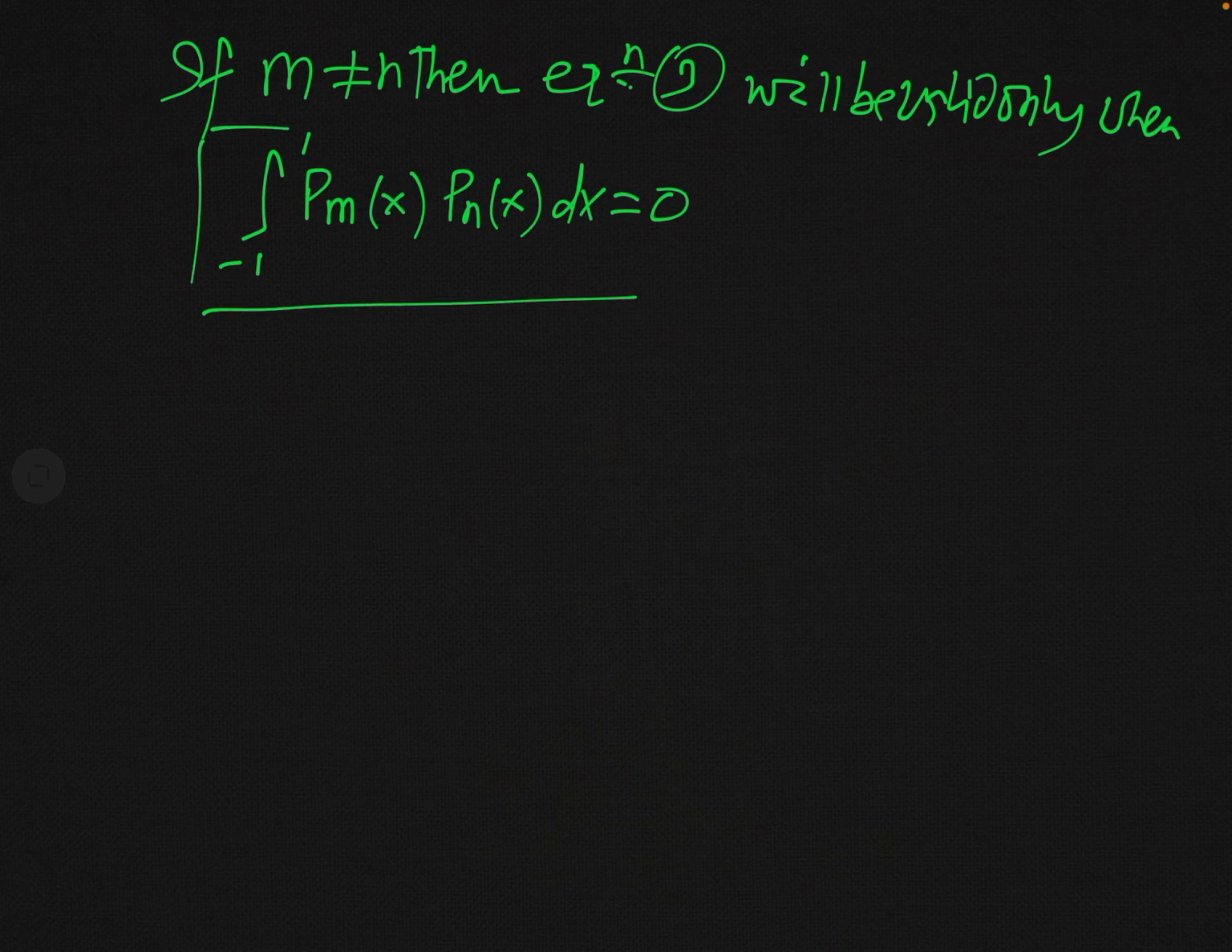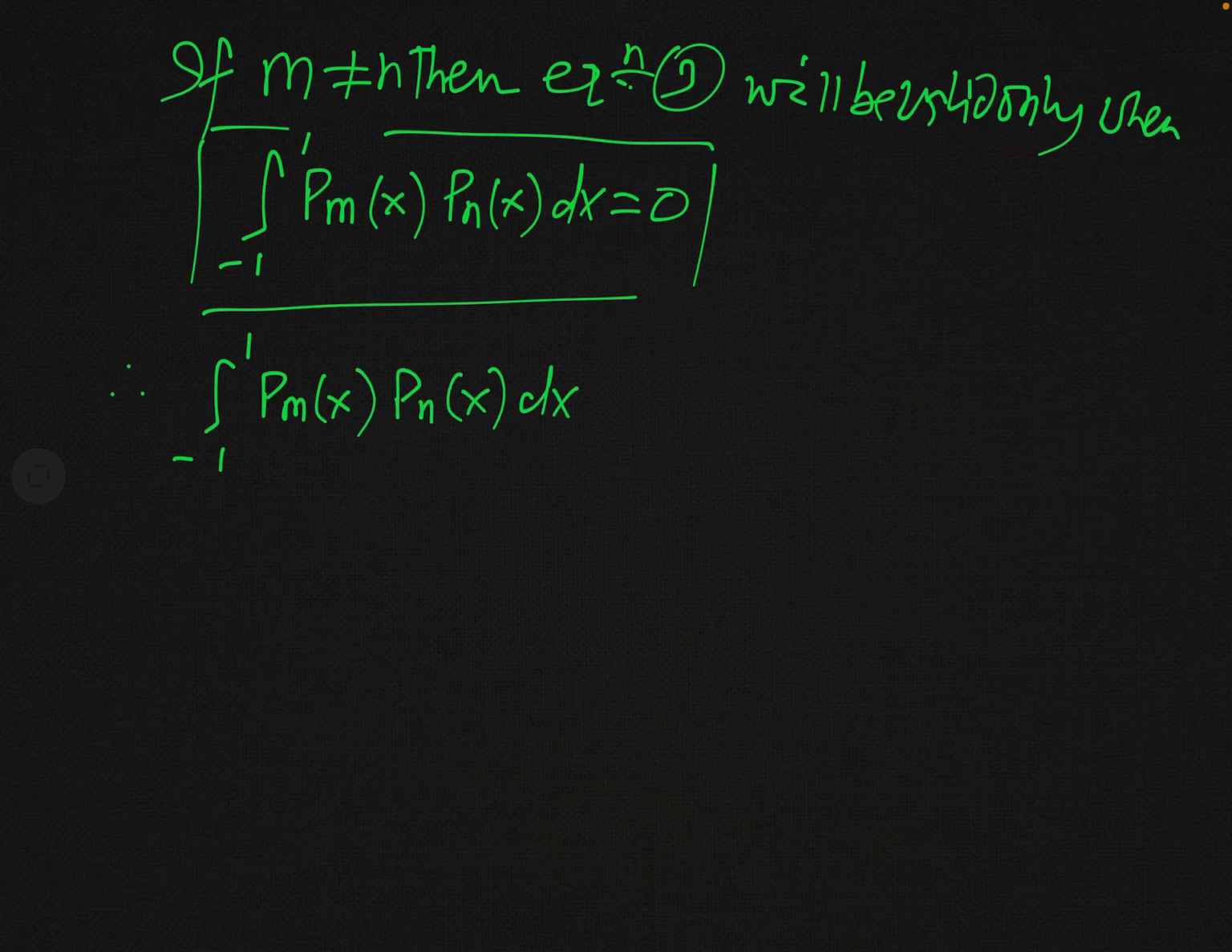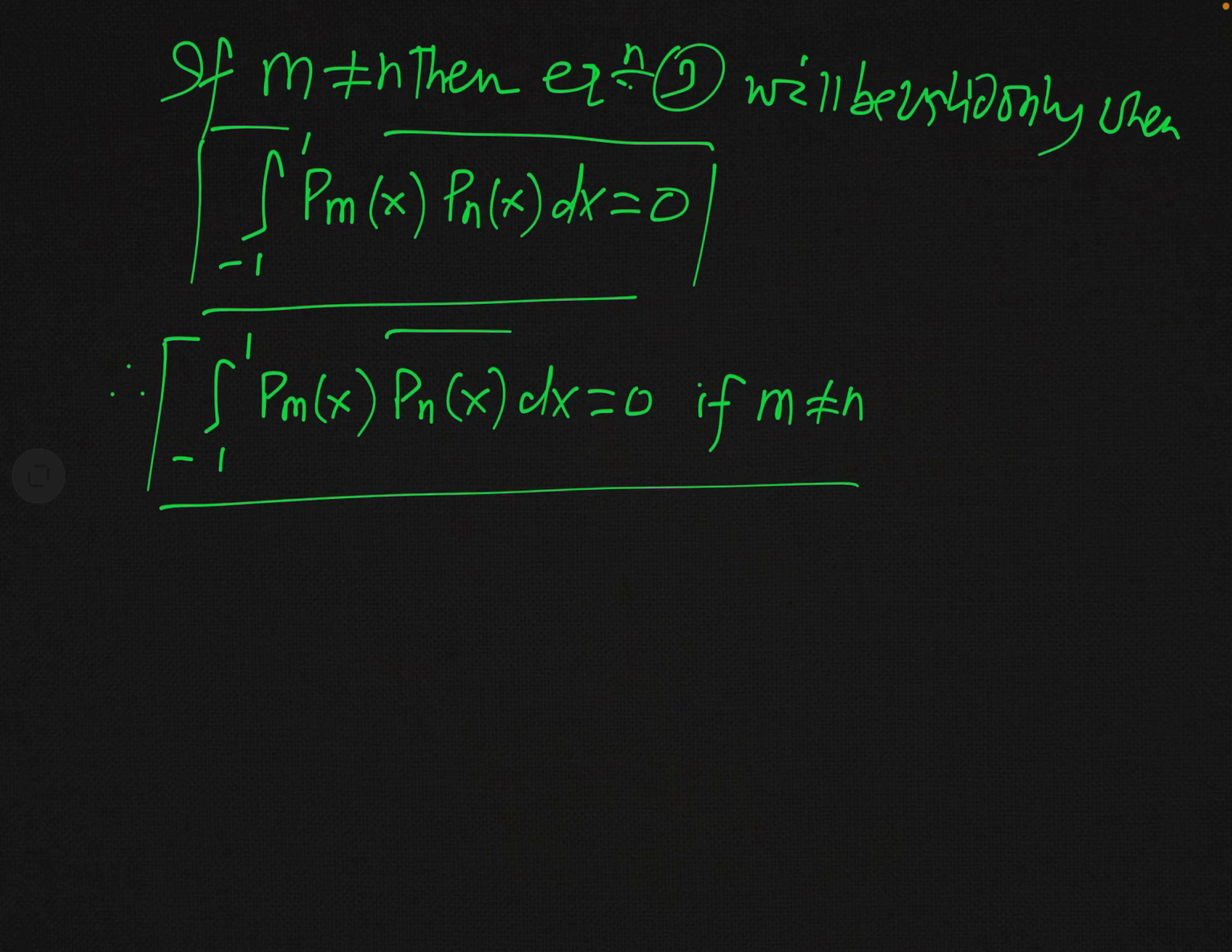So you can see this is actually the first orthogonal property of Legendre polynomial. So we can write that this integral -1 to +1 Pm of x times Pn of x dx is equal to 0 if m is not equal to n. And you can see that this is the first orthogonal property of Legendre polynomial.